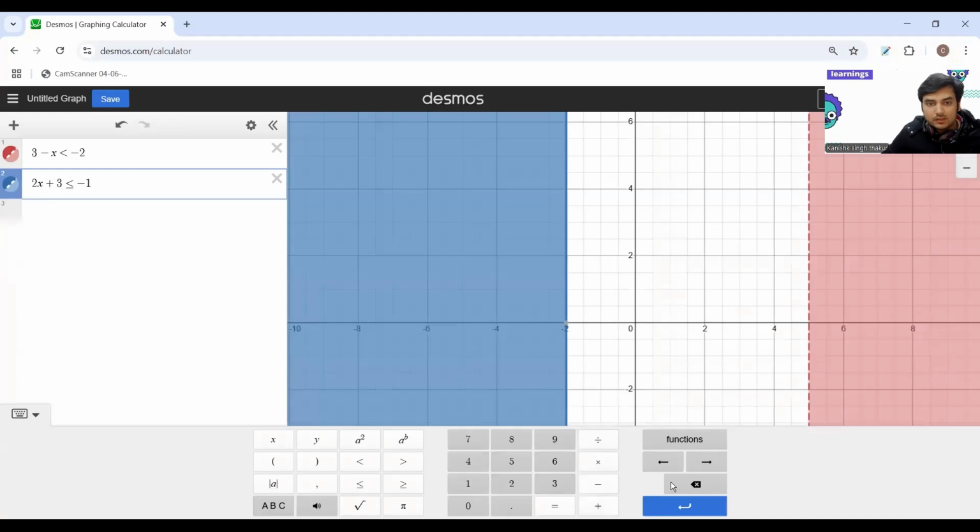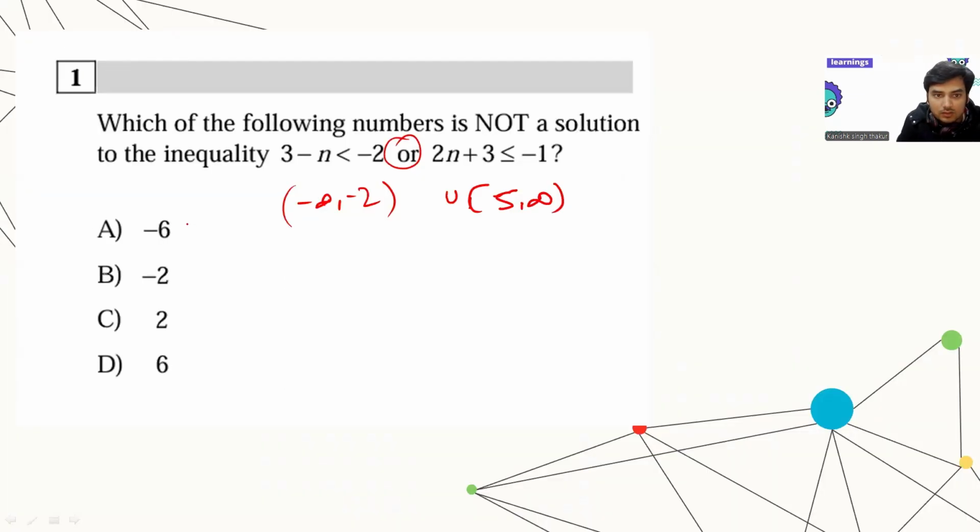Okay. Now let's see which number is not lying. Minus 2, it is lying in this range, so this can be the solution. Minus 2 and then 5 is also lying, right? So 2 would be the correct answer. Minus 2 can be the answer, and then you have 5 to infinity, right? So obviously 2 is not lying in this, so 2 will be my answer.